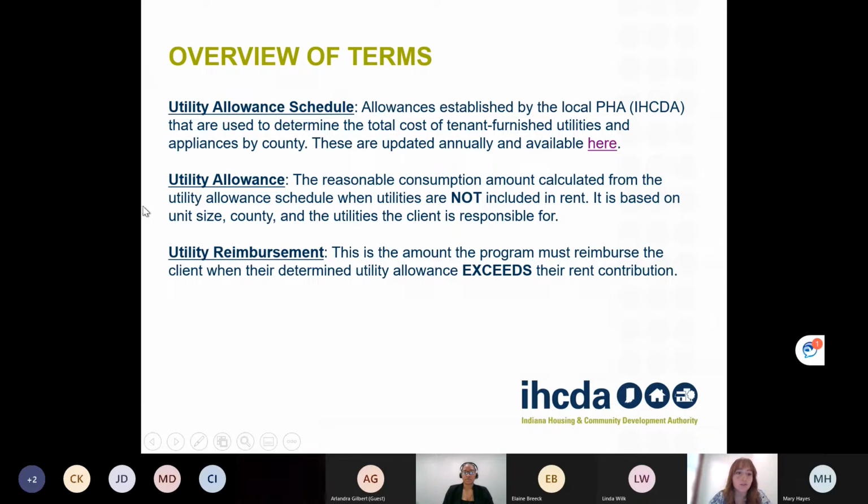Okay, the next term that we'll go over is utility allowance. So that is what we calculate for each client, and that is based off of the utility allowance schedules. So that would be based on utilities that are not included in the client's rent. And again, it's based on unit size, county, and then the single versus multi-unit structure. And then a utility reimbursement. This would be anything that the client is reimbursed or the program pays to the utility company on behalf of the client. So this would be in instances where the utility allowance for the client is larger than what their rent is determined to be.